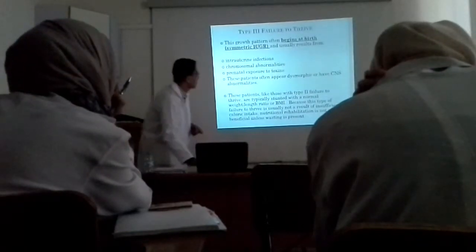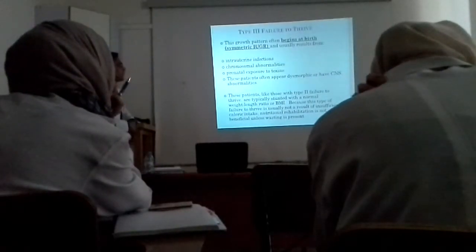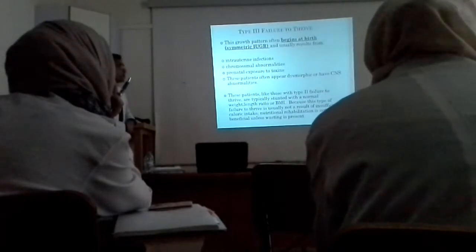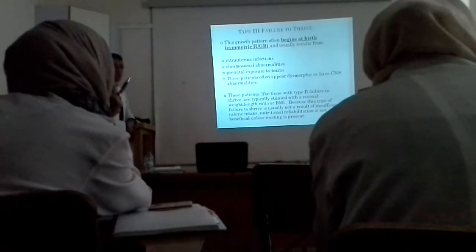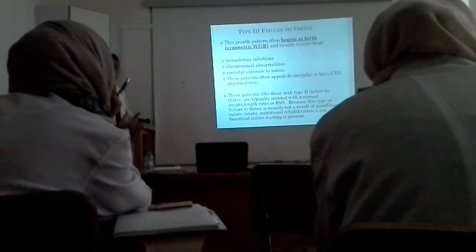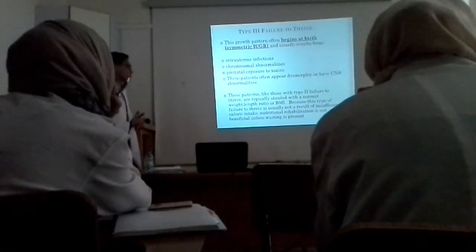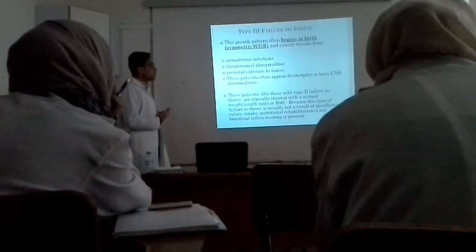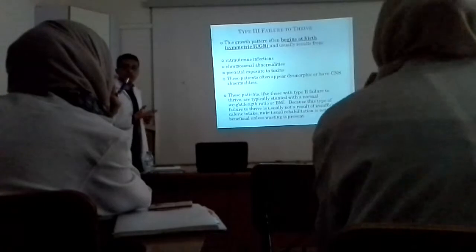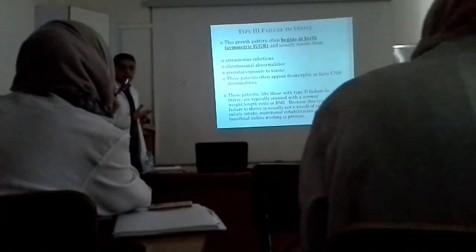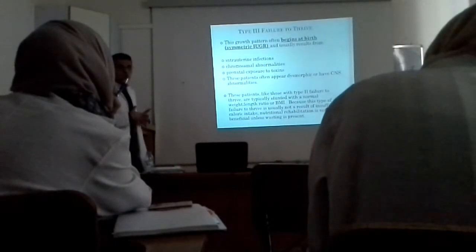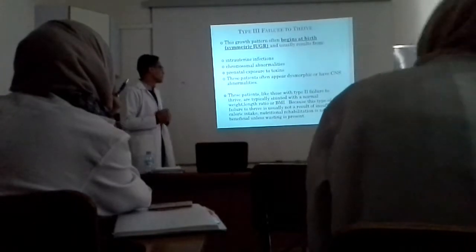Now, this growth pattern often begins at birth, or symmetric IUGR. We have symmetric intrauterine growth retardation. We suspect an intrauterine infection or TORCH syndrome, for example. So intrauterine infections cause type 3 failure to thrive. Why type 3? Intrauterine infections affect the brain, and everything will be affected.